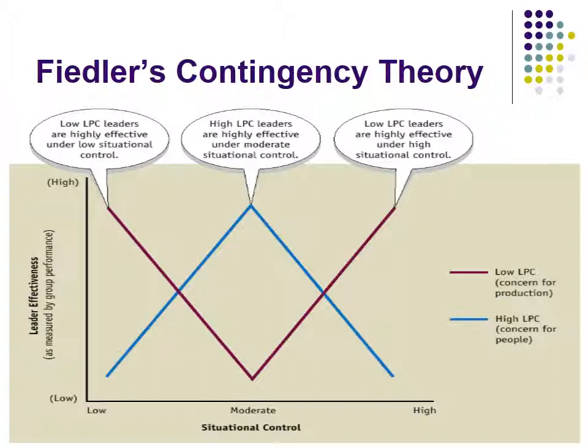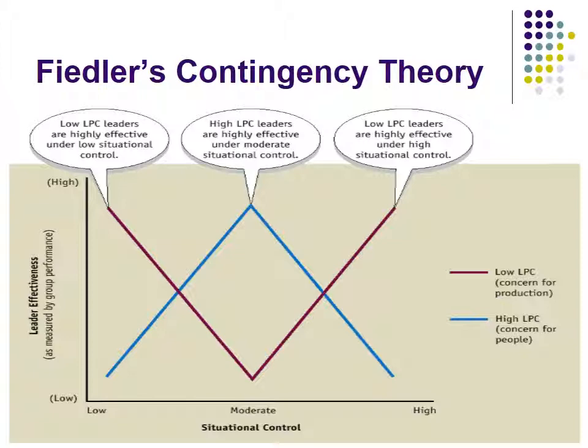Now, the high LPC leaders are very naturally focused on the relationships. They have a very high concern for people. They're not going to be very successful when there's very little situational control, and in some ways they're not going to be really effective when there's high situational control. Where they are supposed to shine is when there's moderate control. In other words, the organization is not failing, which is the left end of this spectrum, but it's also not succeeding yet, which is the right end of the spectrum. So this theory suggests that that's when people focusing on managing conflicts and focusing on people are going to be more successful.